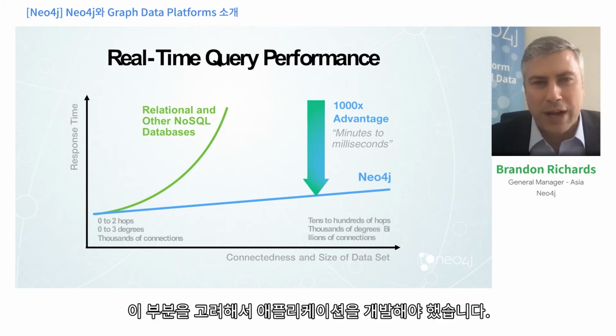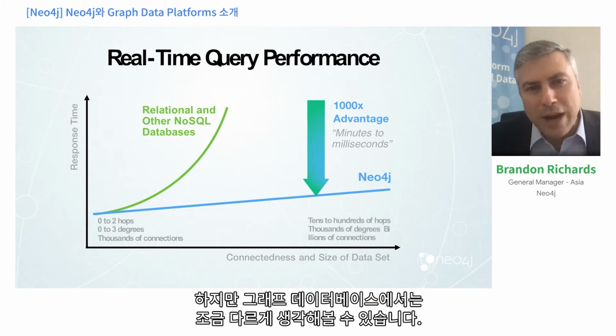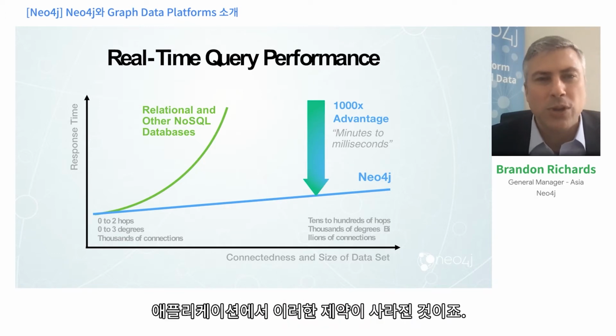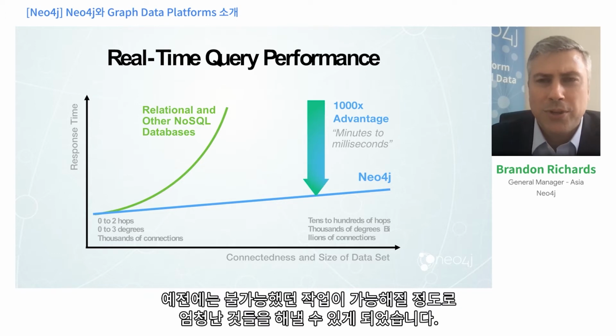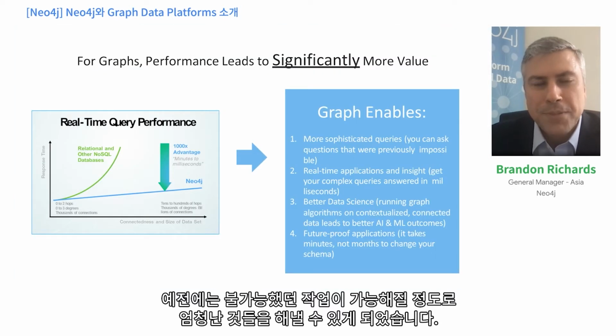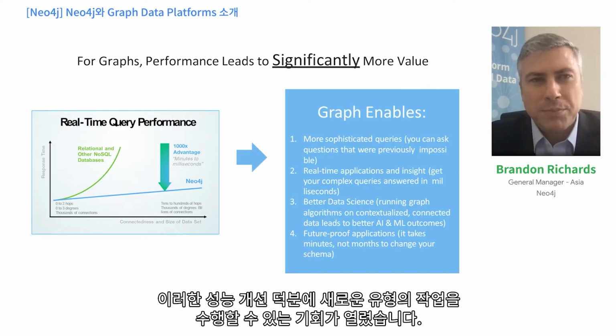With a traditional database, we've had to live with these constraints for so long that we design our applications around them. Now with graph databases, we can start to think a little differently. We no longer have those same constraints on our applications. So the things we can do are really quite amazing because they were impossible before. This performance improvement effectively opens the door to doing new types of things.